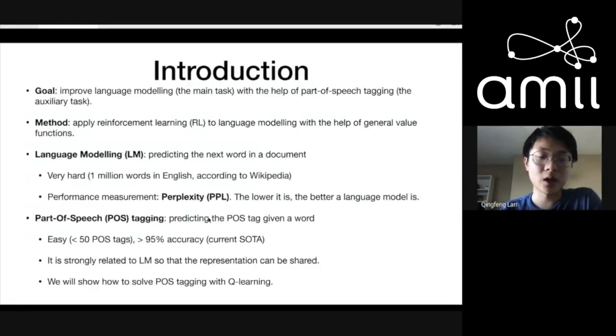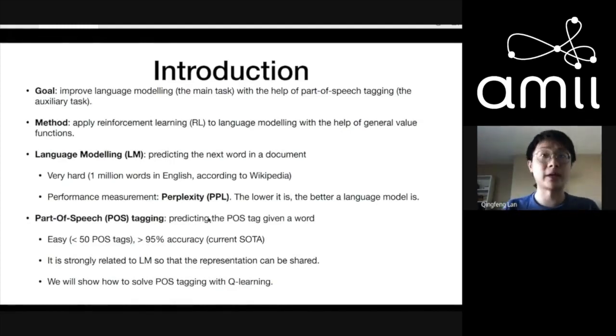So first, the goal of our work is to improve language modeling with the help of part of speech tagging. Here the language modeling is the main task and the part of speech tagging is our auxiliary task. Our basic method is to apply reinforcement learning to language modeling with the help of general value functions. The goal of language modeling is to predict the next word in a document. Because there are about 1 million words in English according to Wikipedia, it's very hard to predict the next word from such a large vocabulary set.